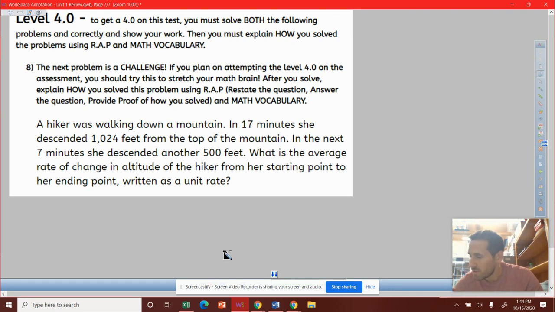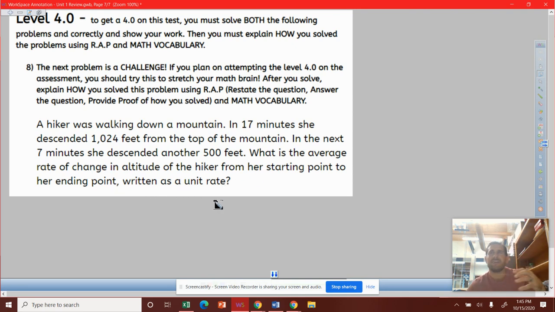Okay, so let's talk through this problem. A hiker was walking down a mountain. In 17 minutes, she descended 1,024 feet from the top of the mountain. In the next 7 minutes, she descended another 500 feet. What is the average rate of change in altitude of the hiker from her starting point to her end point, written as a unit rate?